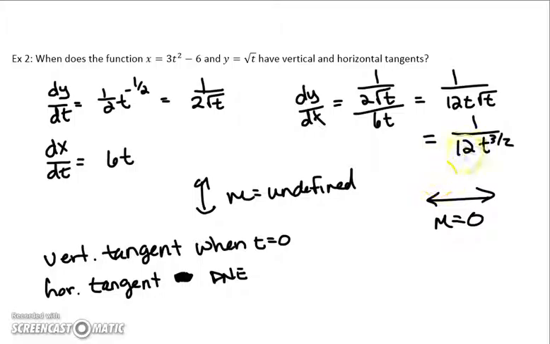So for vertical, we have to set the denominator equal to 0 because that's going to make our slope, our derivative, undefined. And if we're trying to find horizontal, we want to set the numerator equal to 0 because that's going to make our entire fraction equal to 0.